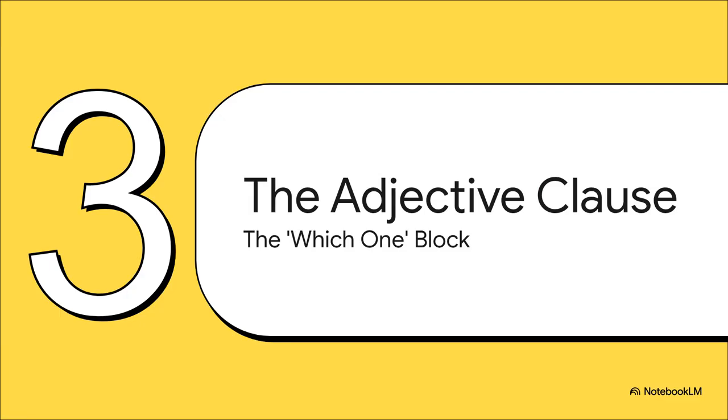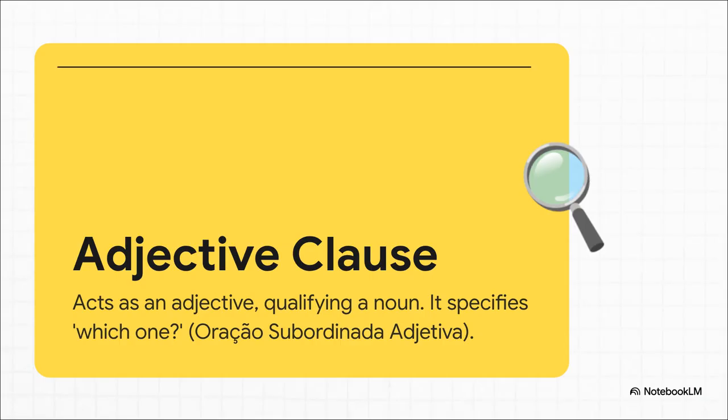Okay, moving on to our next tool in the box, the adjective clause. This is what you'll use to describe things and answer that super important question, which one? You might also hear this called a relative clause. In Portuguese, it's the oração subordinada adjetiva, and its mission is simple: add detail. It modifies a noun that's already in the sentence to help you pinpoint exactly which one you're talking about.